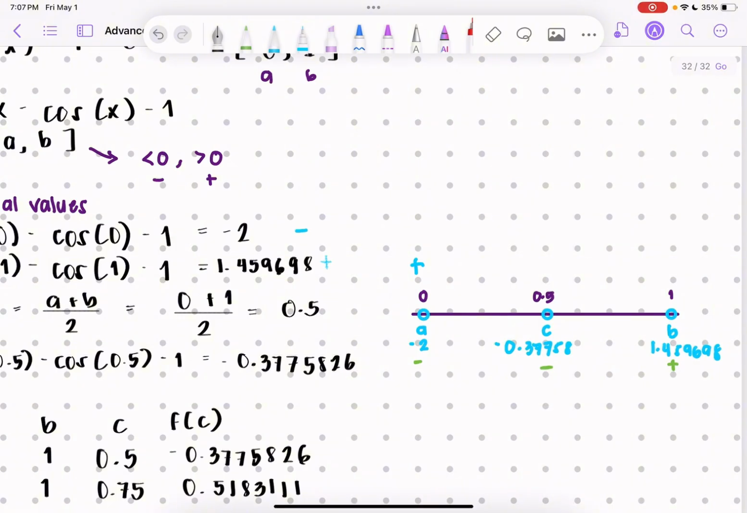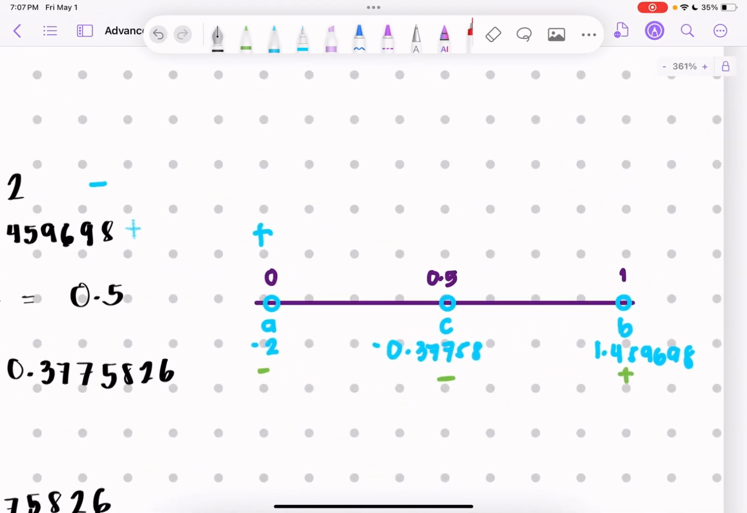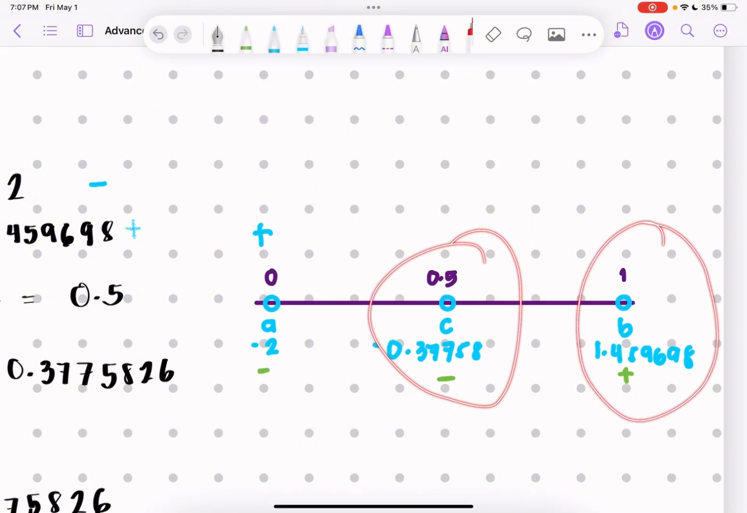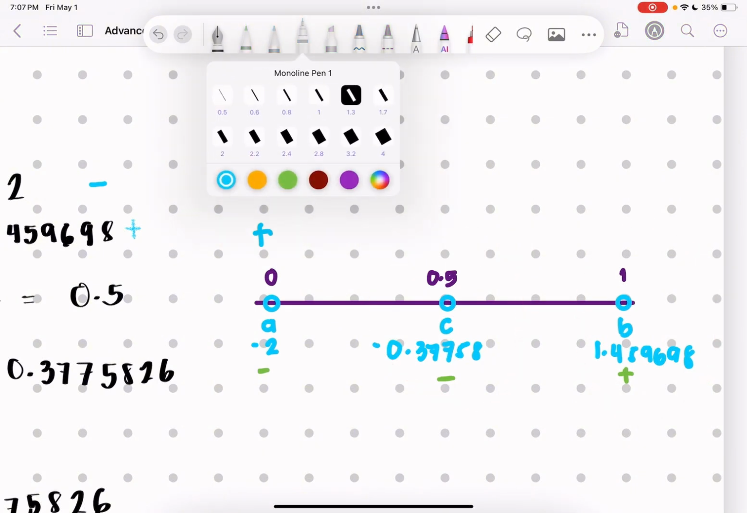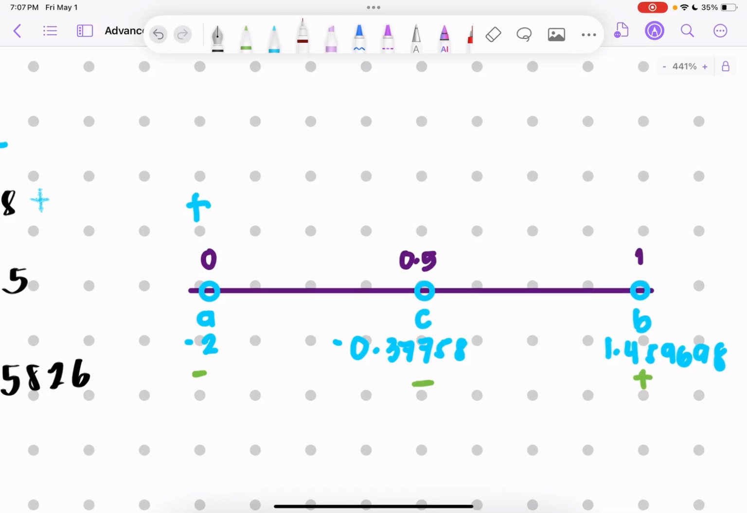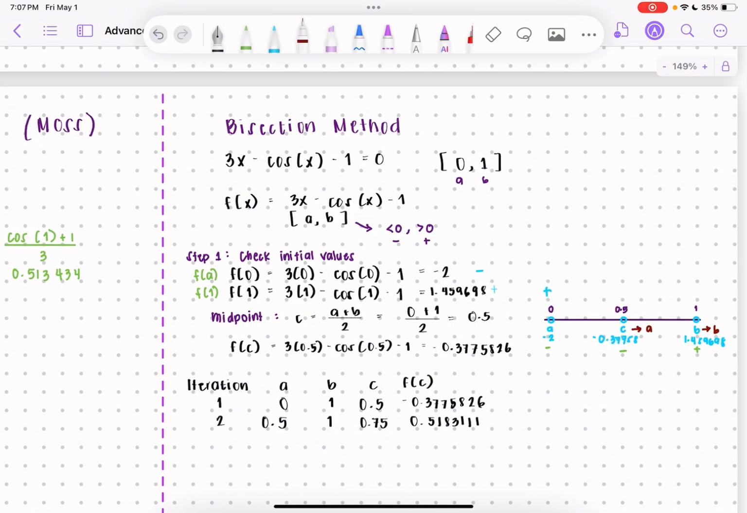So if we just simply use A and C, it would not work because they have the same signs. Therefore, we will use the value of C and the B. So what will happen? Our C will be our new A, and our B will just stay the same. So we're going to write that over here.